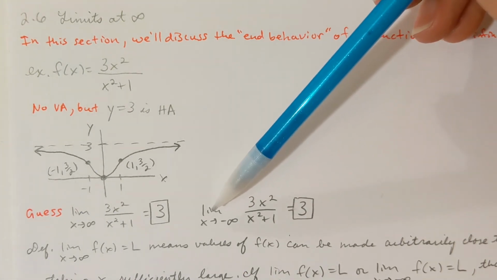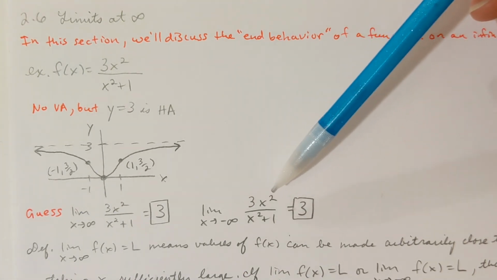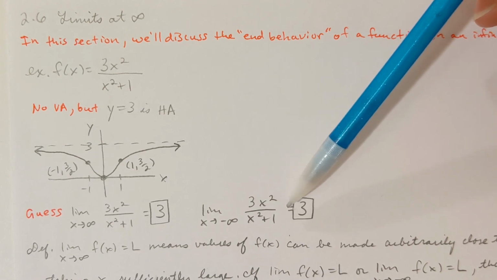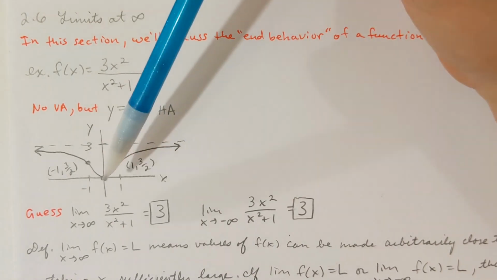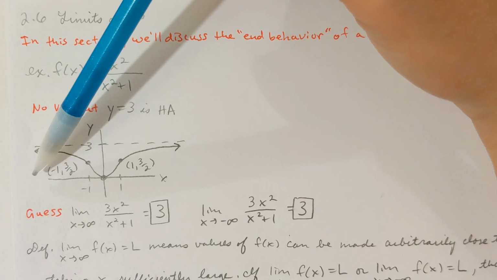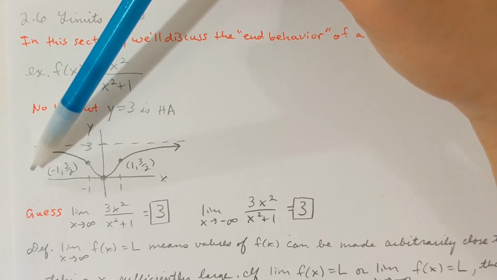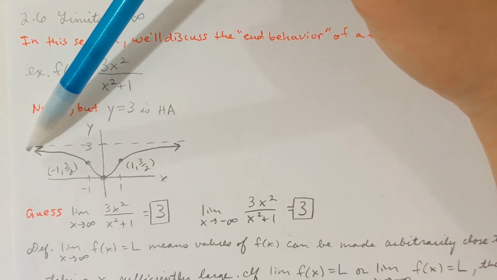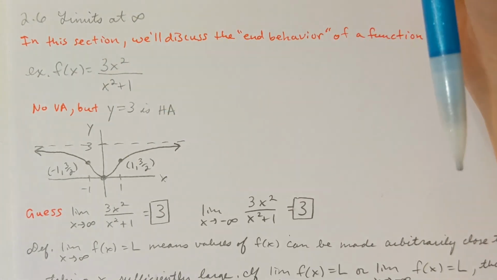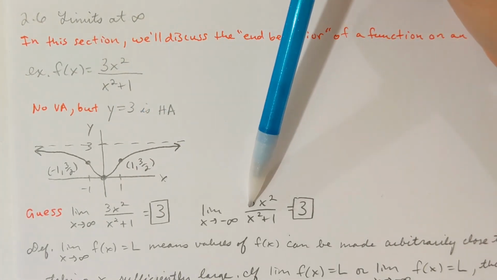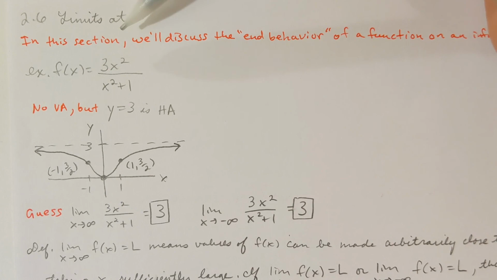If we wanted to know the limit as x approaches negative infinity of 3x squared over x squared plus 1, that would also be 3, because if I head out towards the negative direction, the y values are also getting closer and closer to 3. Okay, now these two limit calculations would be examples of limits at infinity.